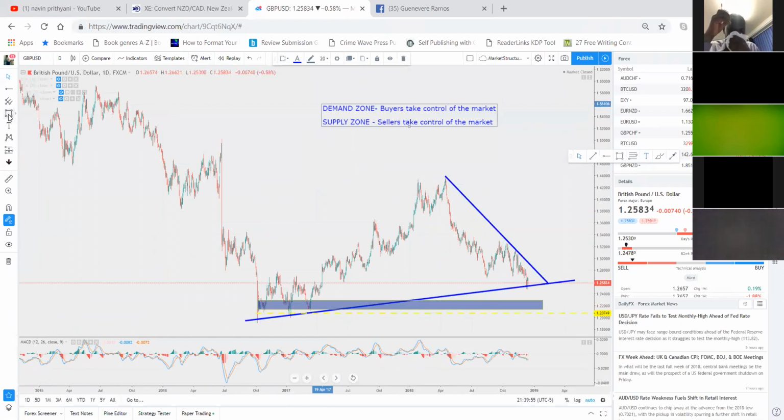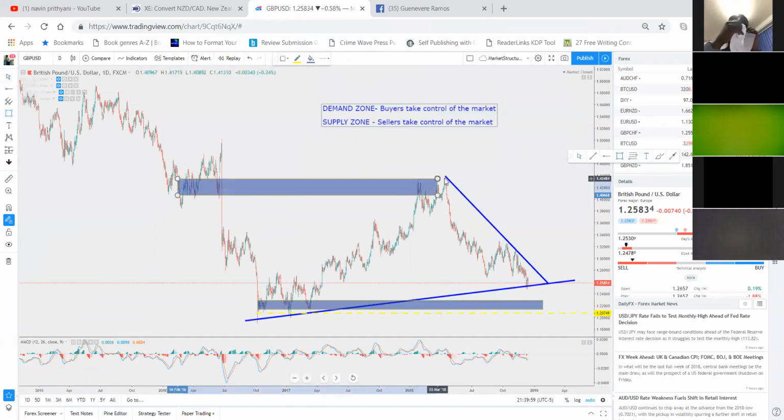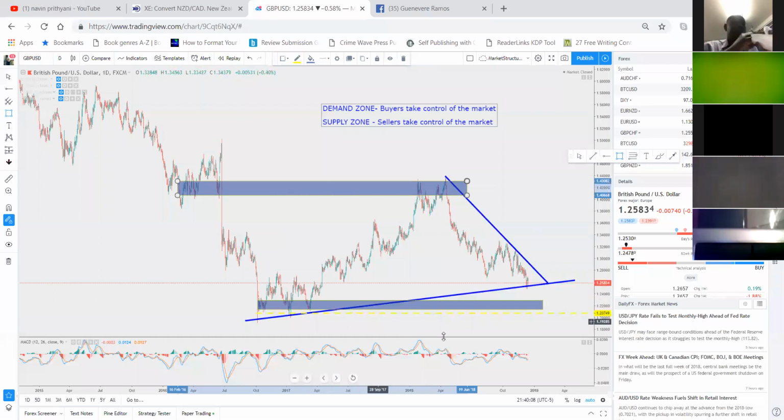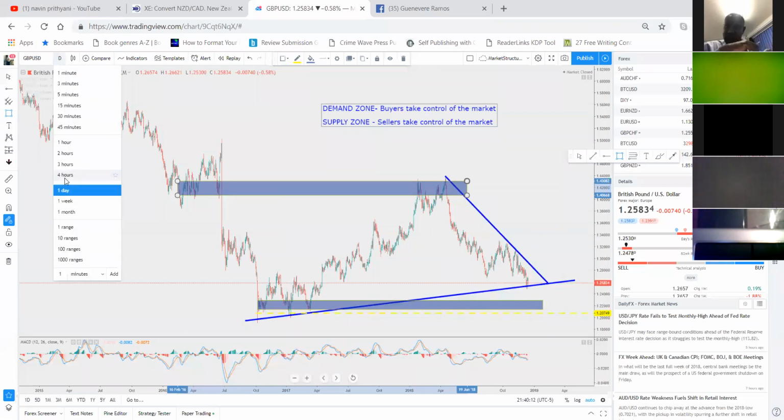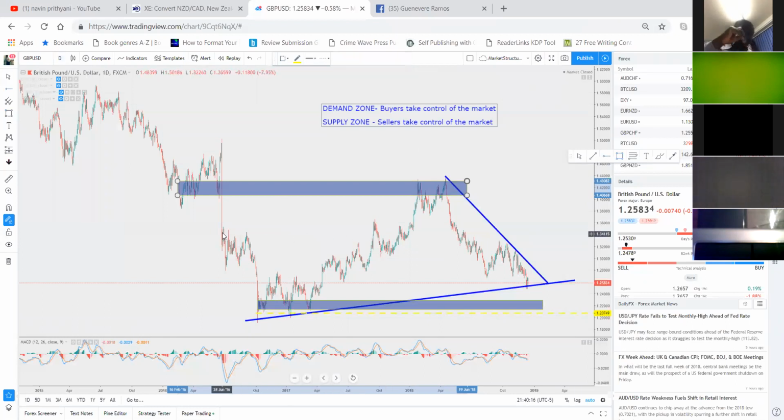If we look at this area right here, we have sellers taking control. So this would be a supply zone and a demand zone on the daily. You can also draw a couple more lines through here if you want to show this area, because you always had resistance coming through this area.